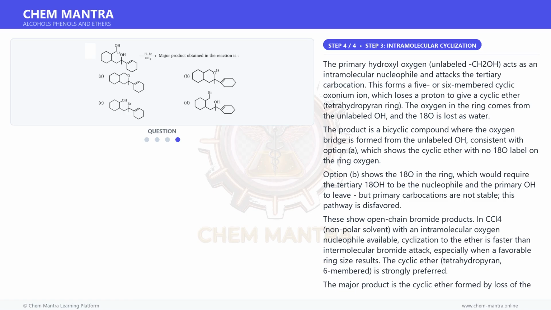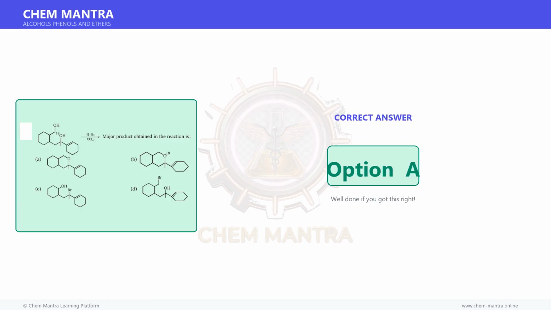The major product is the cyclic ether formed by loss of the tertiary 18O as water and cyclization of the unlabeled primary O onto the tertiary carbocation, giving the bicyclic tetrahydropyran shown in option A. Therefore, the correct answer is option A.